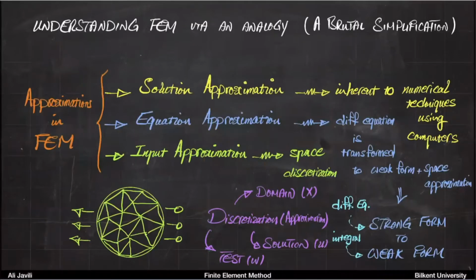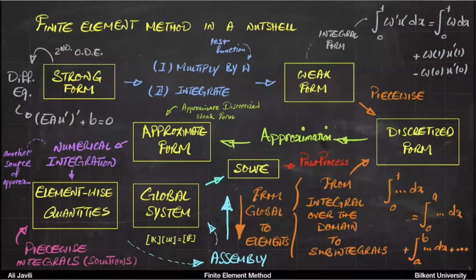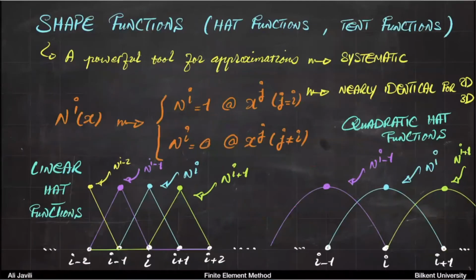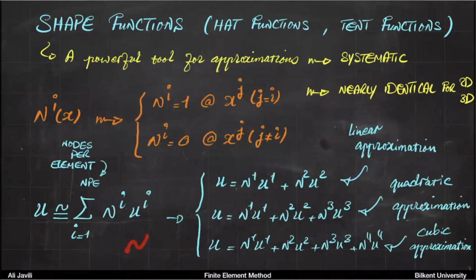Then again, this is the famous slide that we had about different sources of approximations that you have in a finite element solution. And based on what we had learned before, we had this more elaborate map of the one-dimensional finite element method. We talked about shape functions or hat functions, and they look like hats or tents, and that's why they are called so. And also we mentioned how, if you have a function, in this case something like u, you can approximate that using these functions.